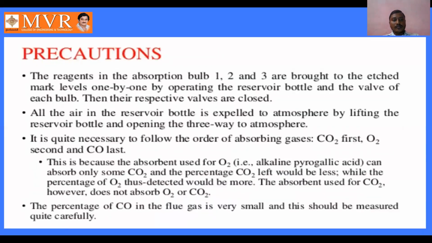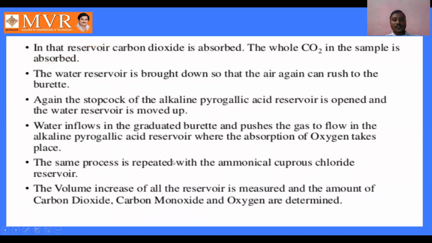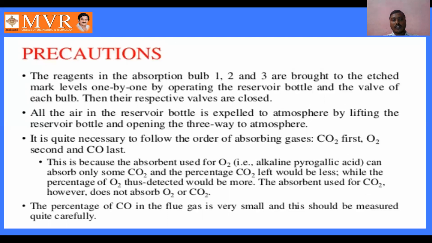See here, the same process is repeated with the ammoniacal cuprous chloride reservoir. The volume decrease in each reservoir is measured, and the amounts of carbon dioxide, carbon monoxide and oxygen are determined. How are we going to determine them? The carbon dioxide, carbon monoxide and oxygen are determined by using this Orsat method apparatus.